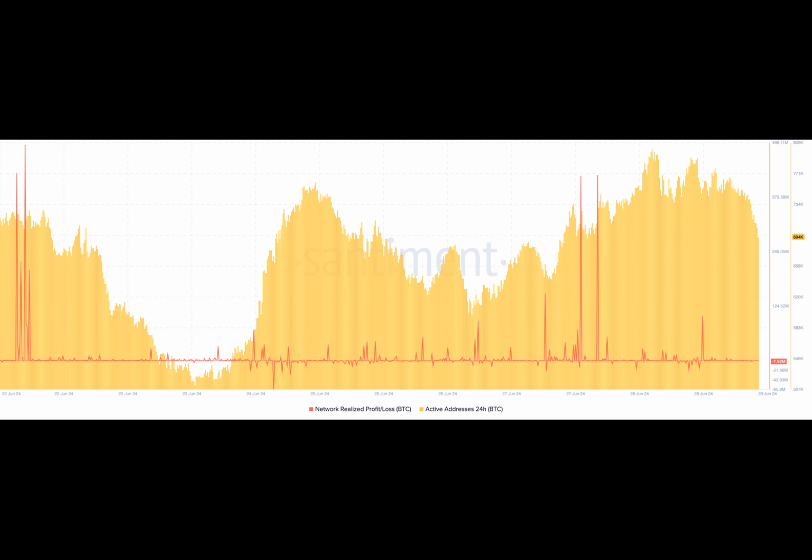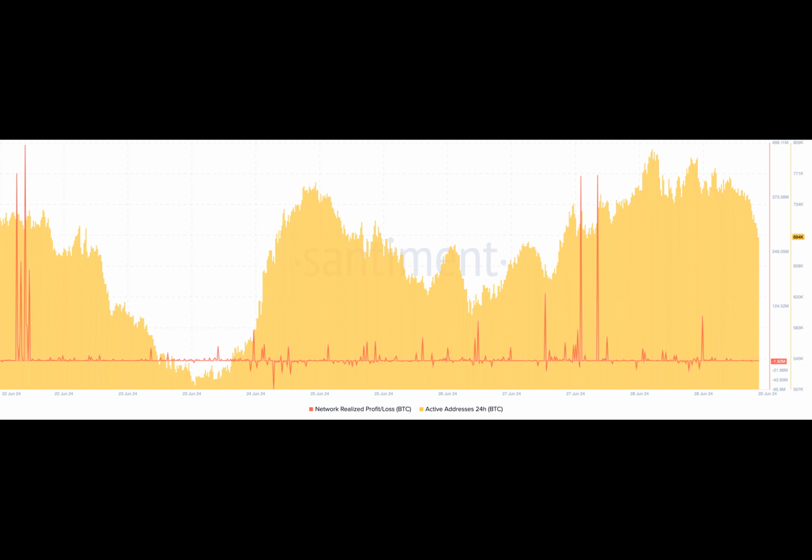Another metric we should consider is the network realized profit/loss, which shows the value of transactions that have realized a profit or loss in recent times. If this metric is positive, it suggests that profit taking is high, which could cause prices to fall. Currently, Bitcoin's network realized profit/loss is at -1.92 million, meaning a chunk of the transactions on-chain have ended in losses.